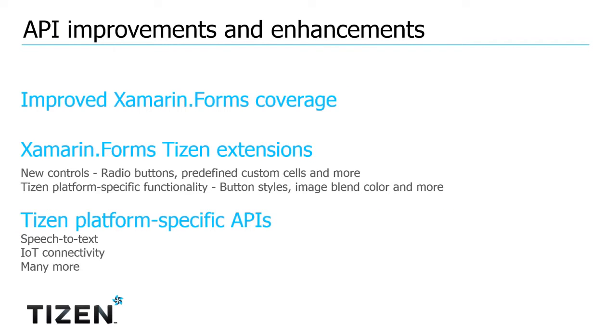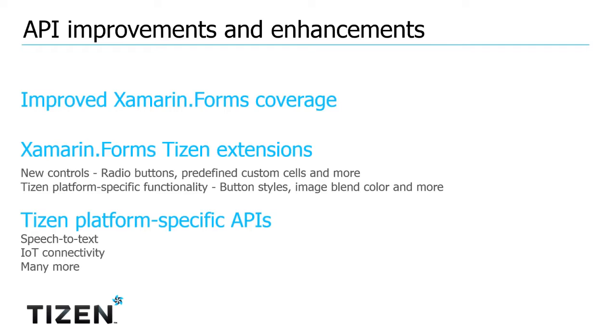Okay, so we've been working hard to improve and enhance our APIs to enable you to create the best applications for your users. Firstly, we have worked hard to improve our coverage of the Xamarin Forms APIs. And then furthermore, we now have Xamarin Forms Tizen extensions. What are these? These fall into two categories. First, from now onwards, you can download and use new controls such as radio buttons, background, and many more predefined custom cells, which are defined in a rich set of Tizen UI components.